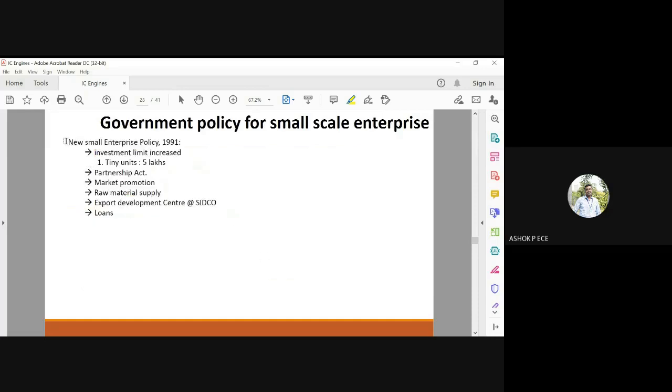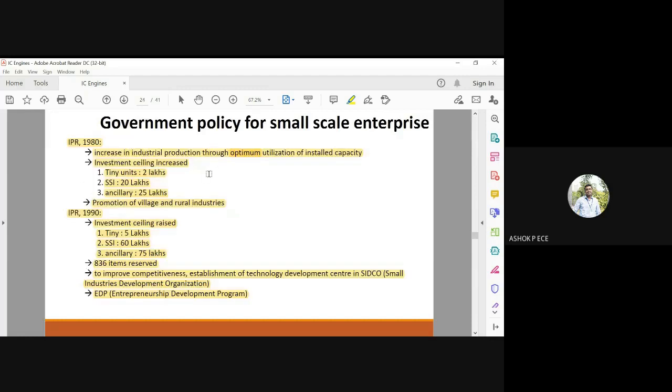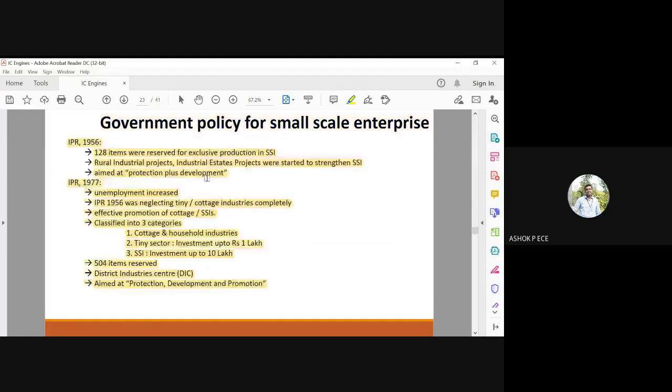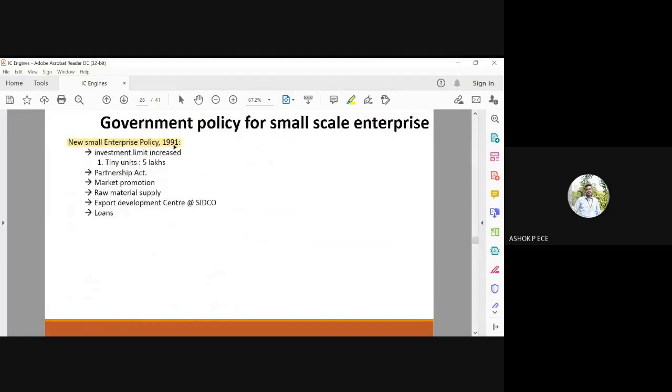Then we have the new small scale enterprise policy 1991. This was in 1991. We had the exclusive updation for small scale industry. The investment ceiling was raised up to 5 lakhs for tiny units, and the Partnership Act was incorporated, which helped two or more people who have money to invest in the company.